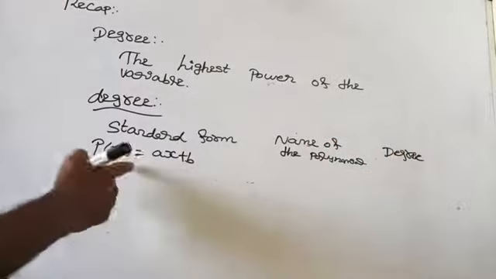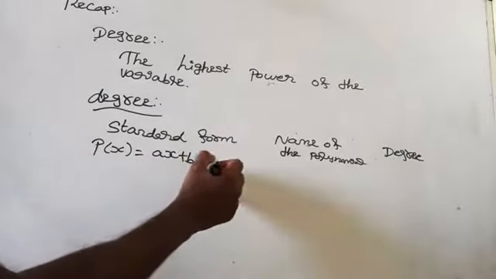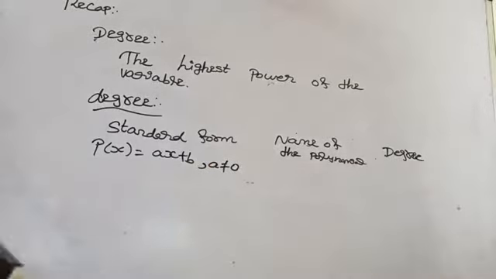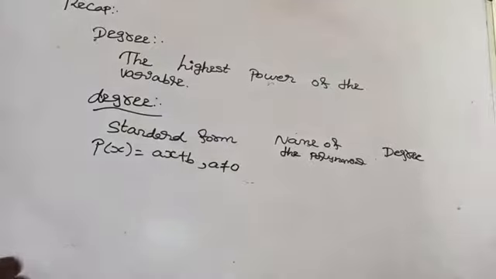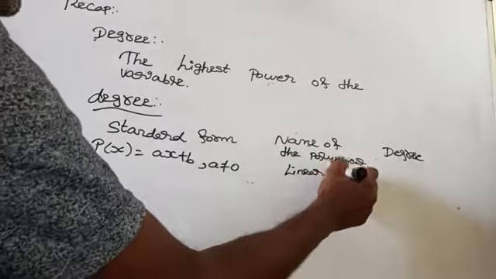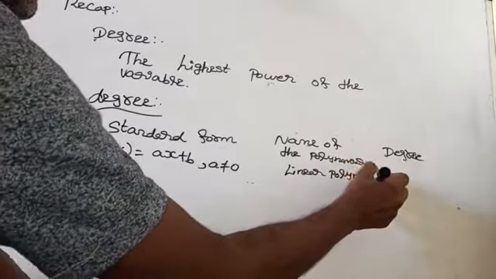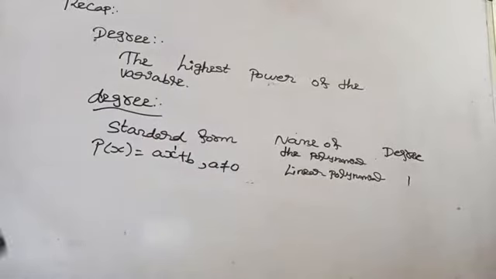Tell me the standard form of the polynomial. p of x equal to ax plus b, where a not equal to 0. Why a not equal to 0? If a equals 0, you will get only the b term, which is a constant term. So it is called a linear polynomial. And the degree is what? The power of the variable x is 1 here. Therefore the degree of the polynomial is 1.